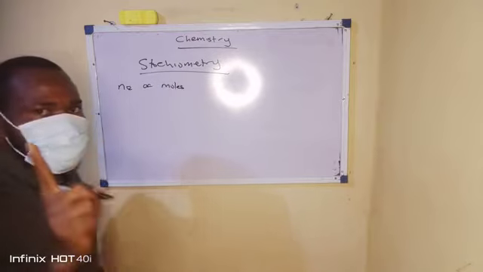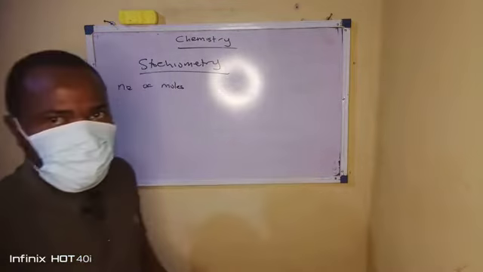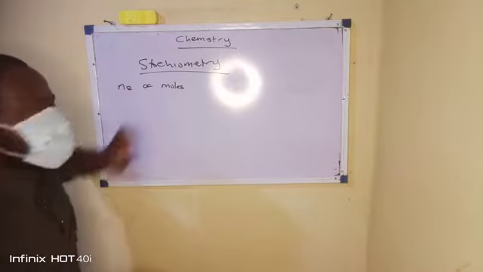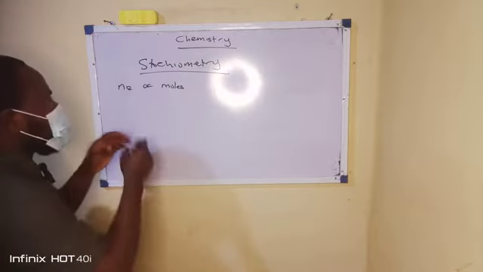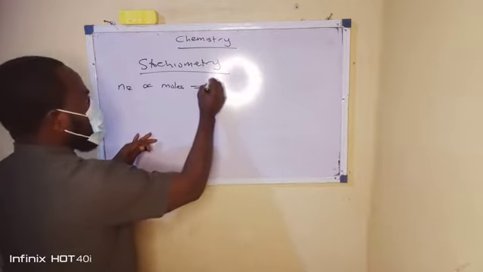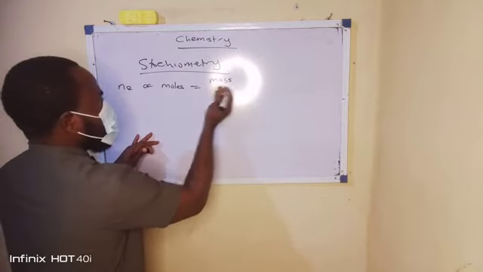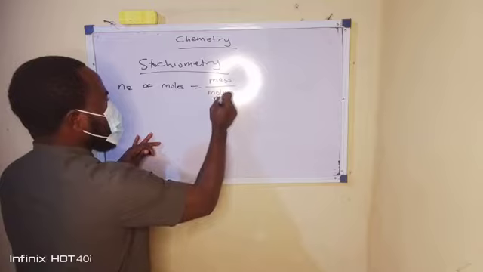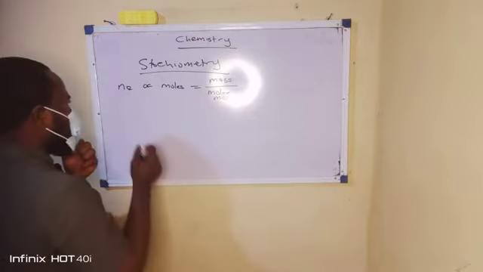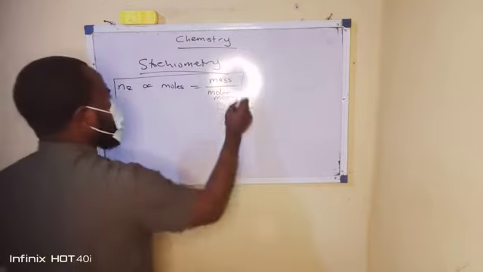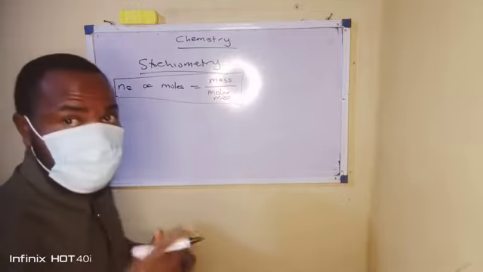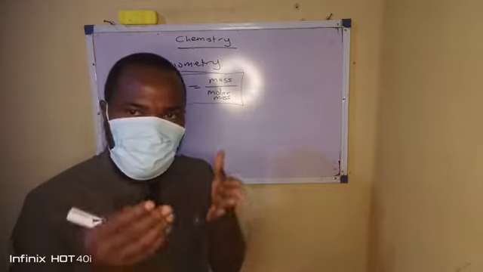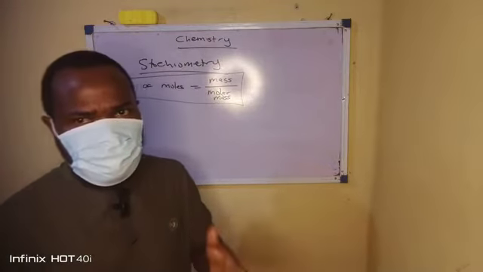Now, the first formula that you need to know when you're looking at stoichiometry is how to calculate the number of moles. First off, the number of moles is equal to what? Mass, which we call the reacting mass, over the molar mass of the compound or the substance you're asked to calculate the number of moles for. Now, this formula is very, very vital. If you don't know this formula, then you may face difficulty in understanding other formulas.